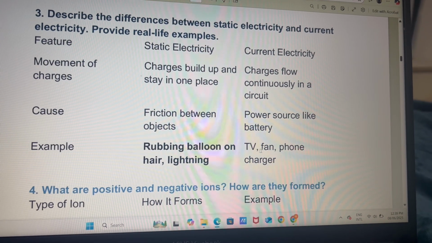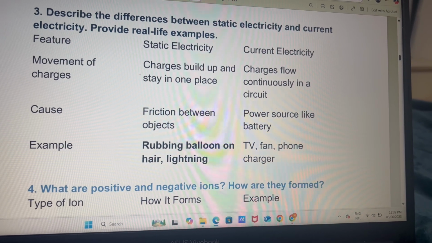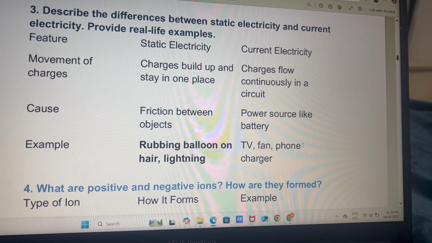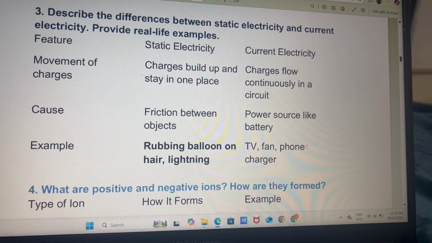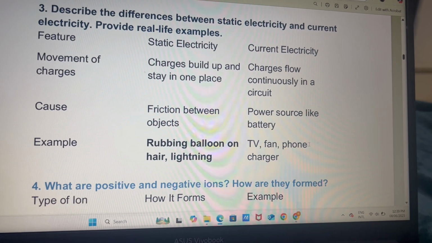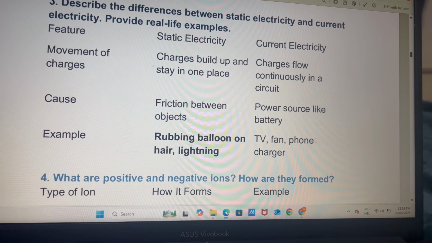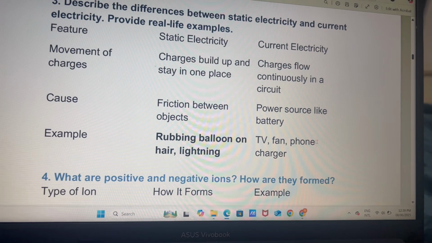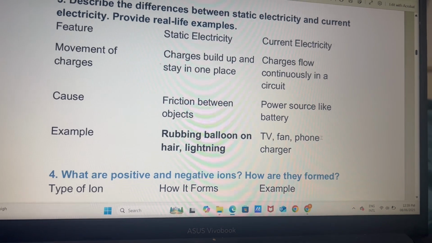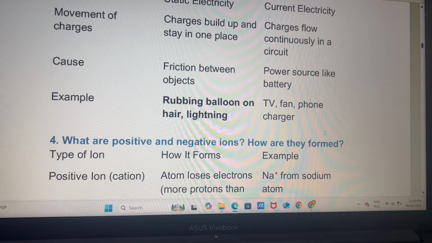For the current, it is anything that flows in a wire, anything that has a wire, any normal things that have electricity, like TV, fan, phone, literally anything that works with a battery, or that you have to plug in a socket to work.